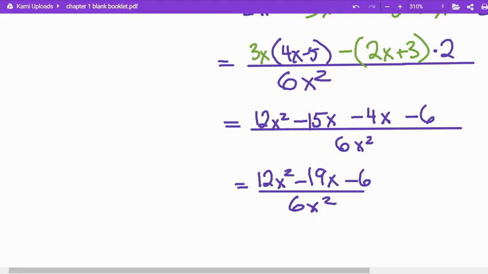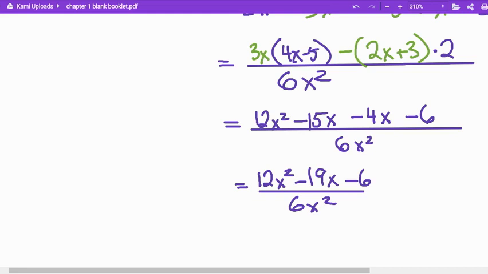Anyone disagree? Maybe I made a mistake. Okay, anyone got this too? Okay, thank you. Are we done? No. What else can we do? We can state restrictions, but is anyone else tempted to do something?